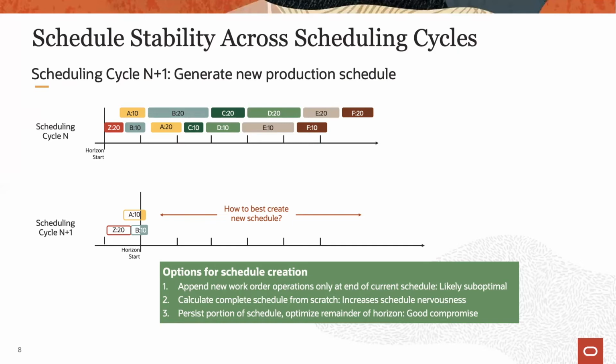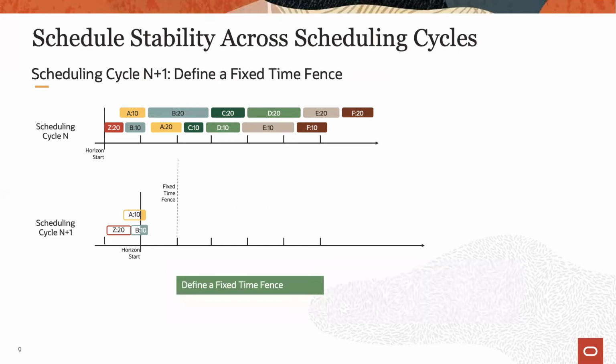Another approach is to recalculate the whole horizon after the currently running operations. This approach likely increases schedule nervousness. And a reasonable compromise is to keep a portion of the previous schedule and to freely recalculate only the horizon after such portion. And this can be accomplished via the usage of a fixed time fence.